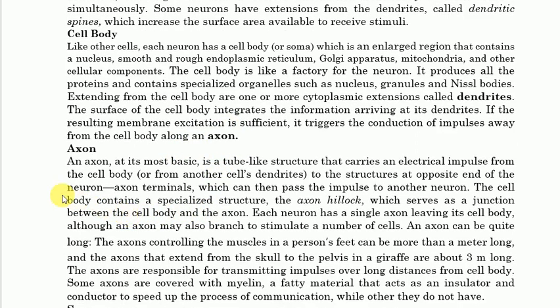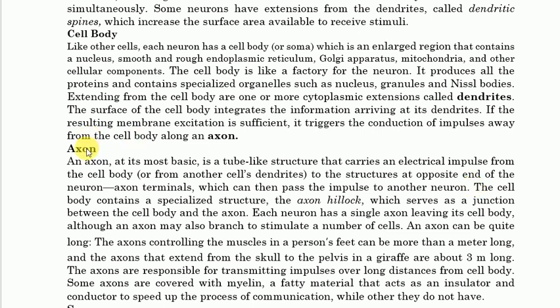Now axon at its most basic is a tube-like structure that carries an electrical impulse from the cell body or from another cell's dendrite to the structure at the opposite end of the neuron, an axon terminal, which can then pass the impulse to another neuron. Kwa axon inachukua impulse toka kwenye cell body, from the cell body kwenda kwenye next cell au kwenda kwenye other parts of the body au kwenda kwenye effector.